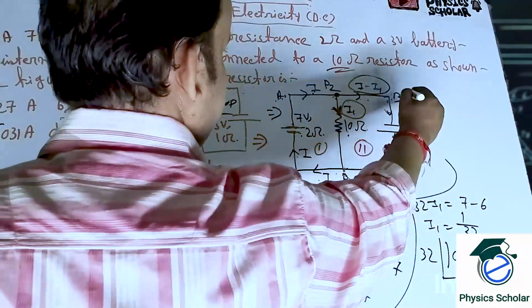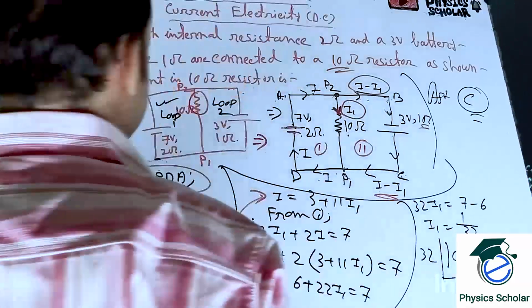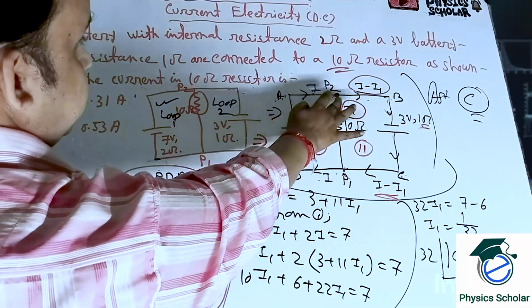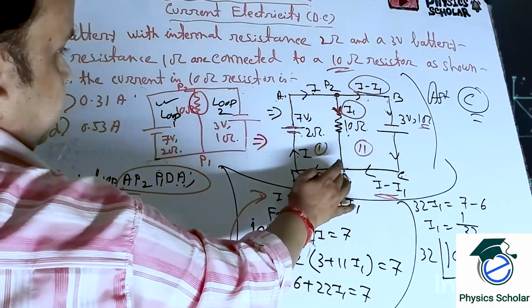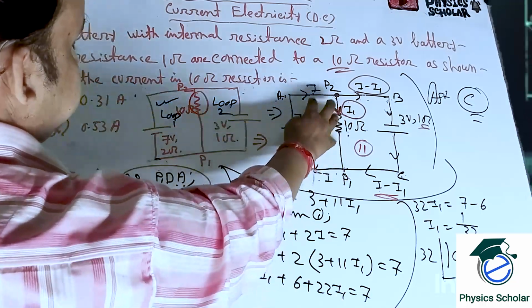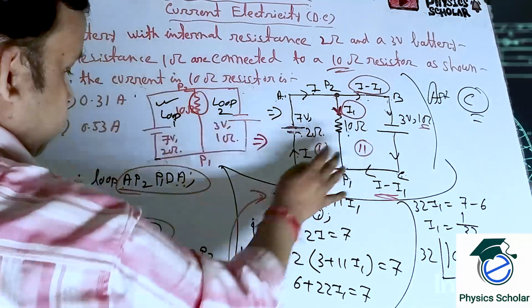So the answer will be option number C. That will be your answer. So very easy. Two loops are there. The current I here will be split into two parts, I1 and I minus I1, and here again it is meeting and I returns back to the battery. From this loop we are getting this, and from this loop we are getting this.